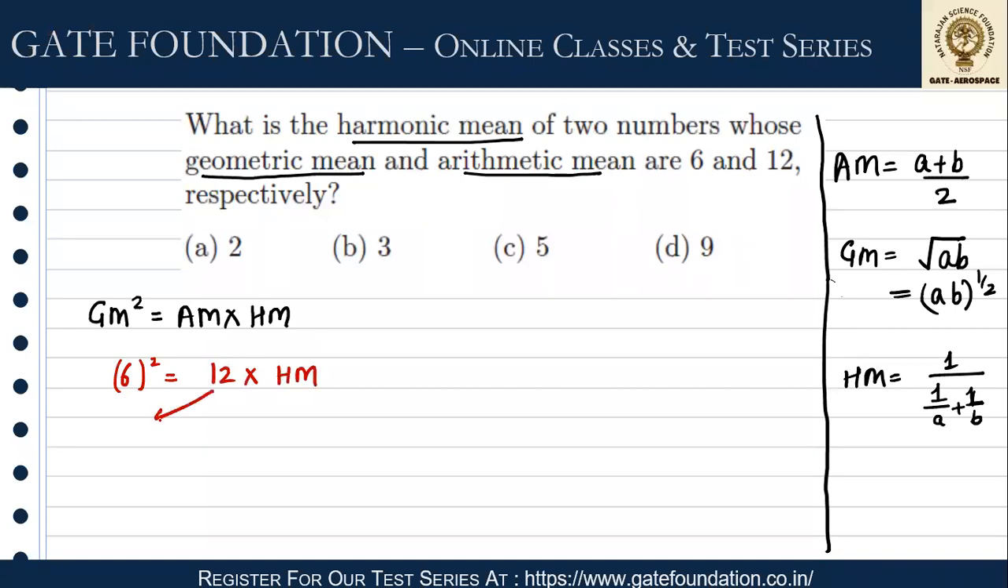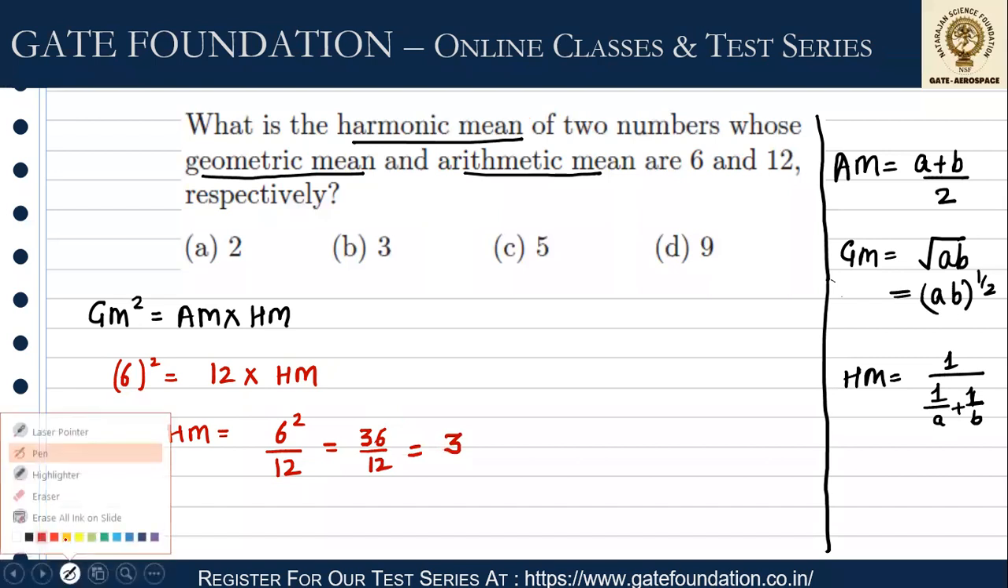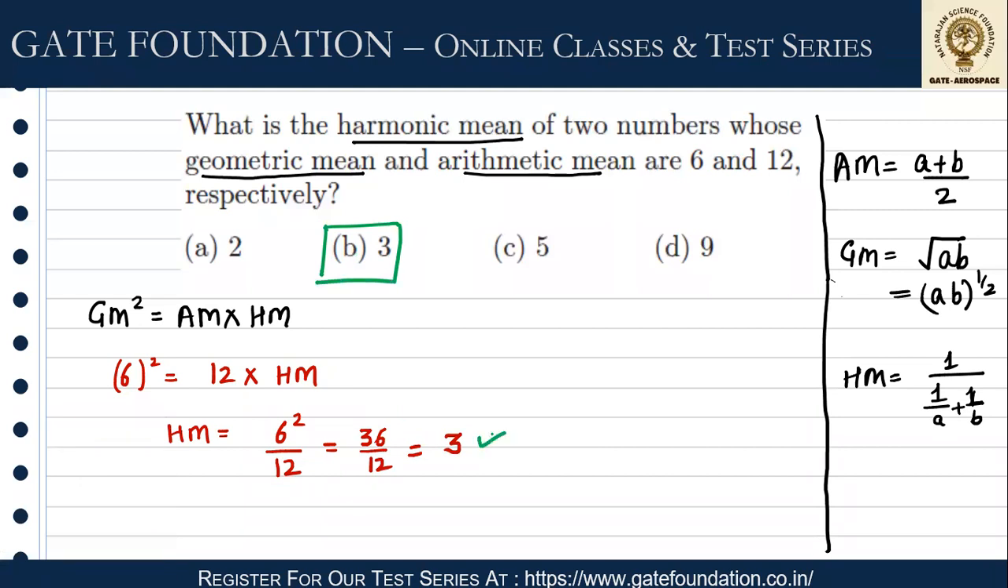So simply, this 12 will go on the other side. You can make the harmonic mean the subject, and you will find 6 square upon 12, which will become 36 over 12, or 3 as the final answer. So that's correct. Harmonic mean is 3. B is the correct answer. Let's look into the next question.